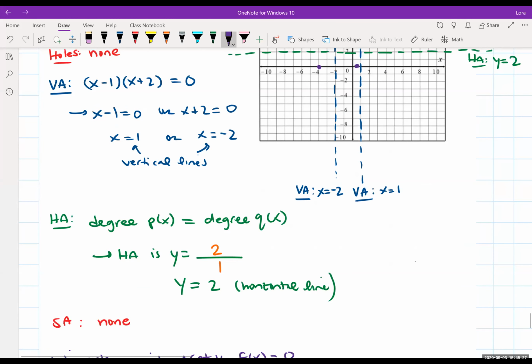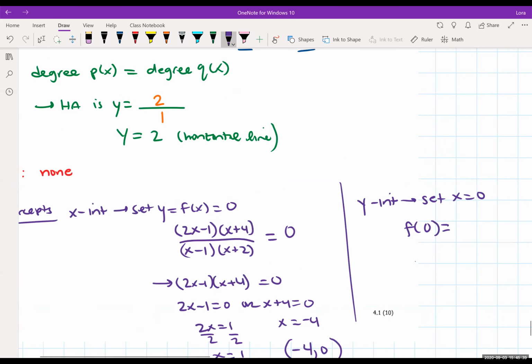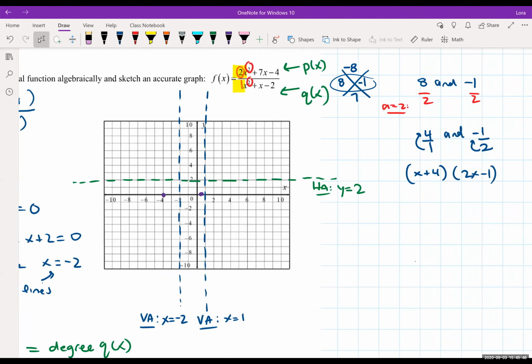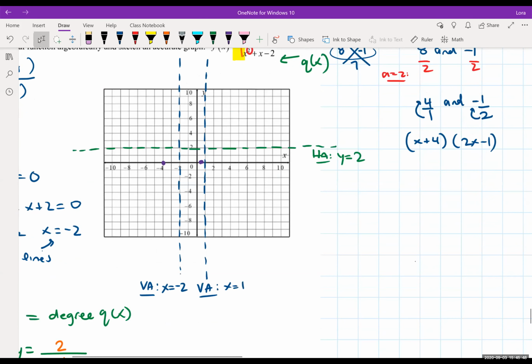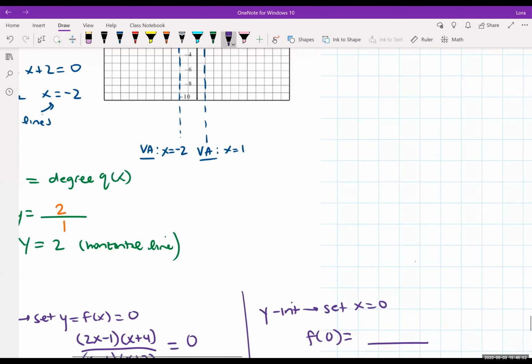So again, with the y-intercept, I'm going to set my x value equal to 0 or find f of 0. However you'd like to do it, I probably wouldn't use my factored version. I think it might be a little quicker with my original function, mainly because I know that a lot of terms cancel out. So I'll show you just so that you can have that experience.